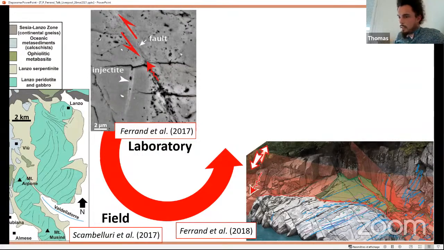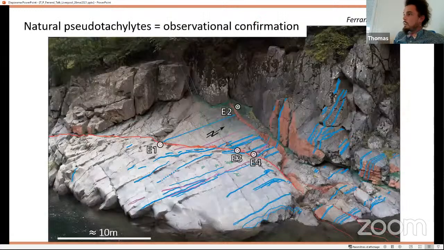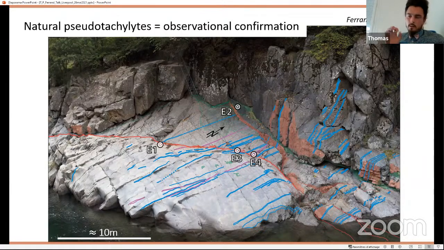In 2018, I studied an earthquake, a fossilized earthquake in the peridotite of Balmuccia. So this is published in JGR. The fault in this case is 5 mm thick. The displacement on it is 1.7 meters. And yeah, it occurred at least 40 kilometer depth before the formation of the Alpine Ocean, as far as I understood.